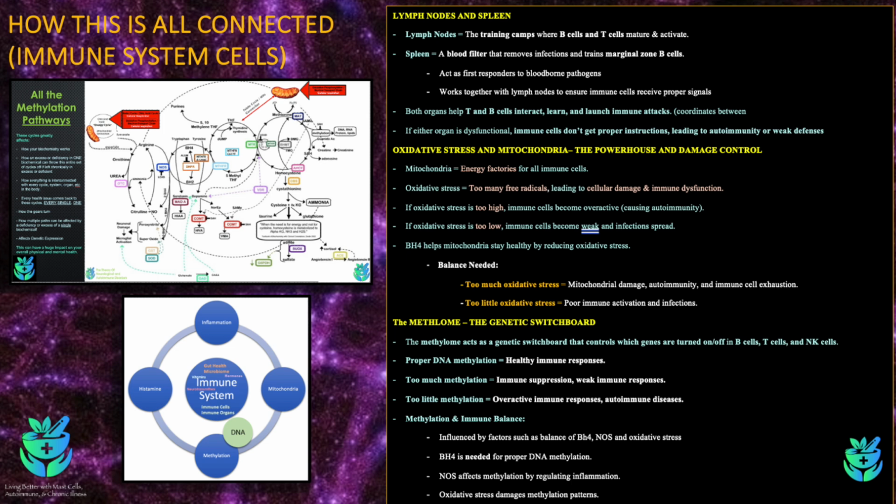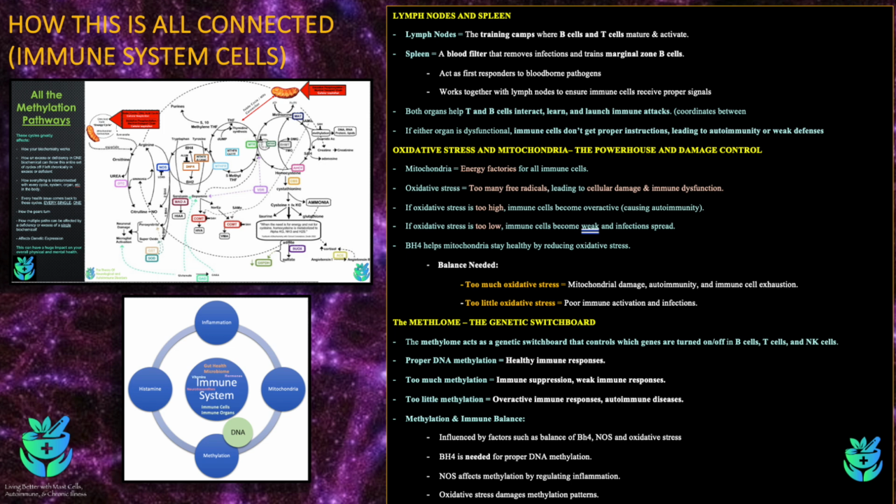And if you're smoking, drinking caffeine, and drinking sodas, that is causing a lot of oxidative stress to your body. So too much oxidative stress means mitochondrial damage, autoimmunity, and immune cell exhaustion. Too little oxidative stress means poor immune activation and infections.